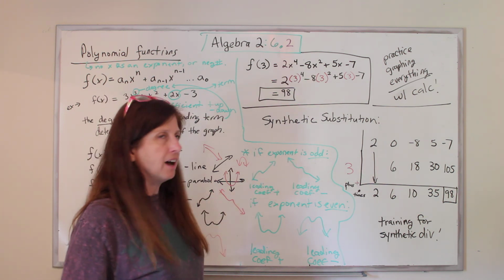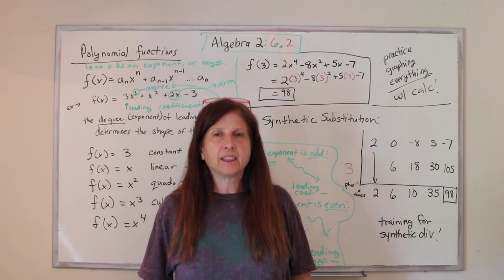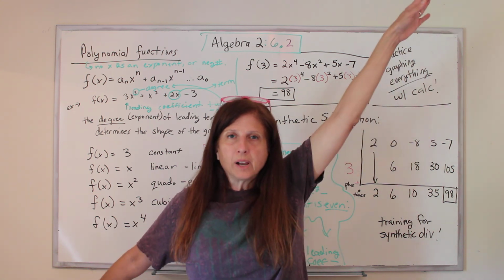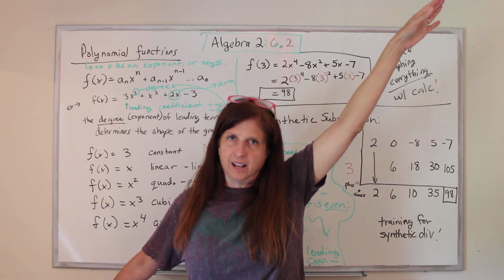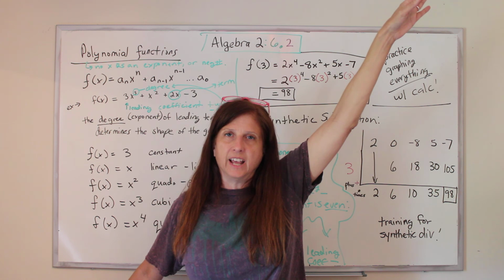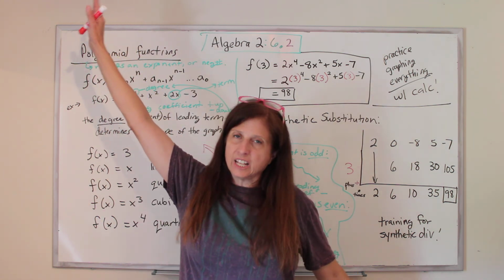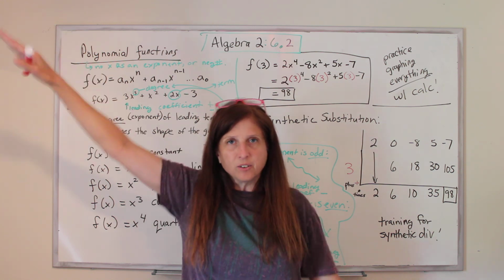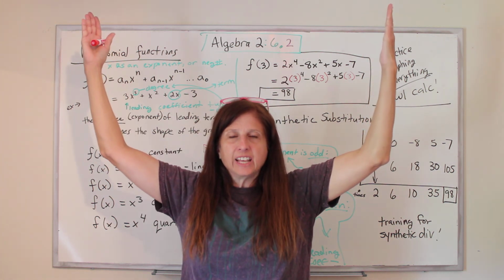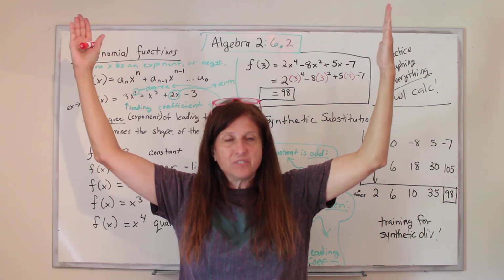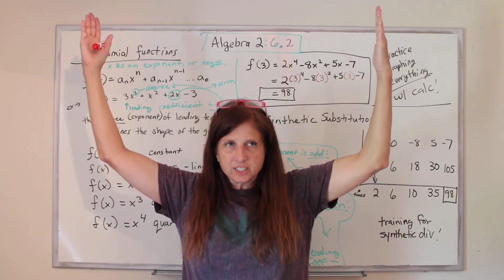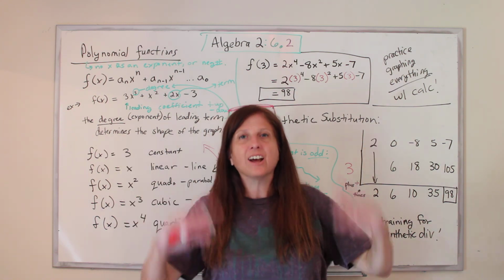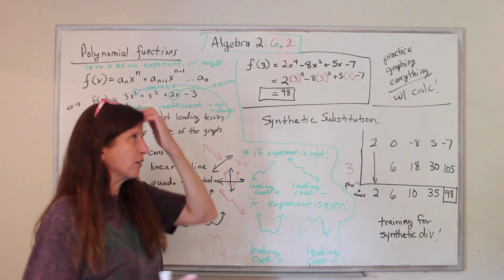If the exponent is odd and the leading coefficient is positive, whoop. If the exponent is odd and the leading coefficient is negative, whoop. If the exponent is even and the leading coefficient is positive, whoop. And if the exponent is even and the leading coefficient is negative, doop, there. I acted out all the graphs for you. You can act them out yourself.